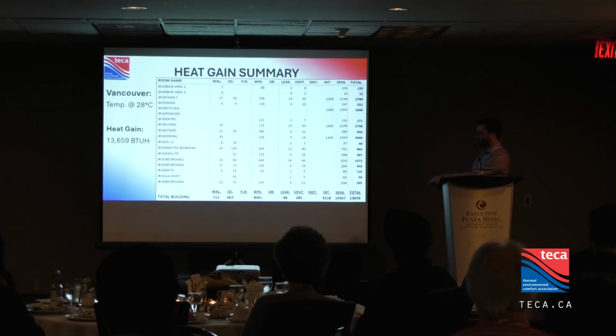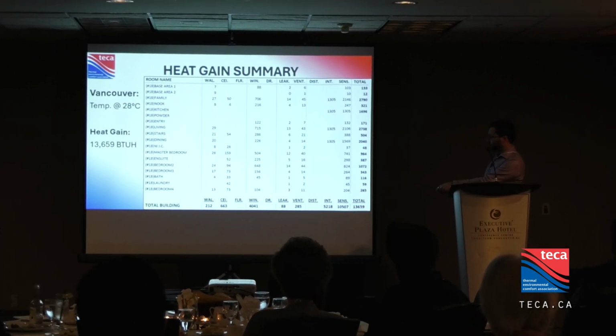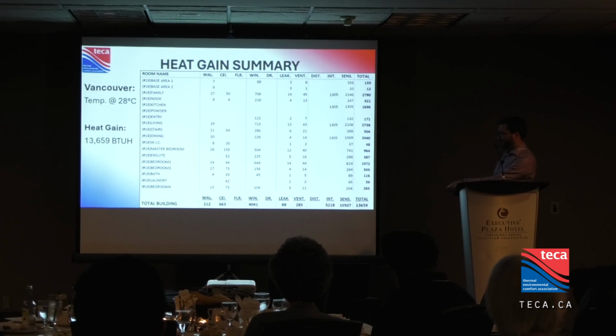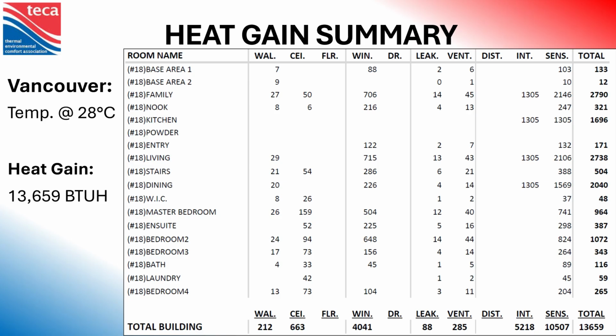The windows are 4,041 BTUs, so that's about 40% of your load. Our leakage is only 88 BTUs, and ventilation is 285. So those are also relatively low. But now we come to these interior loads. 5,218. That's substantial. You know, that's almost half of our sensible load right there. So between the windows and the interior loads, that really is the majority of this number.